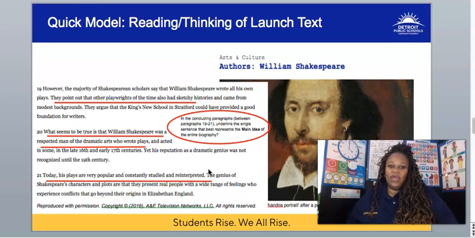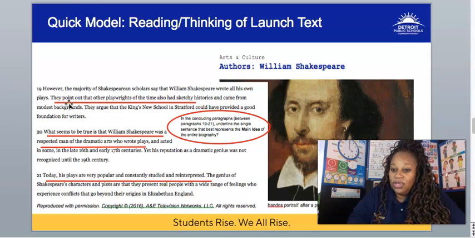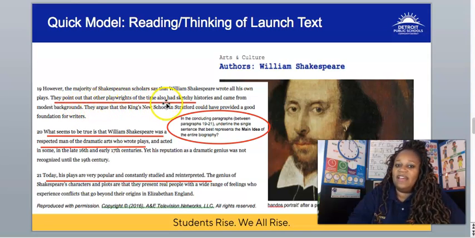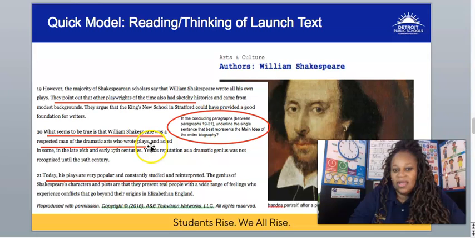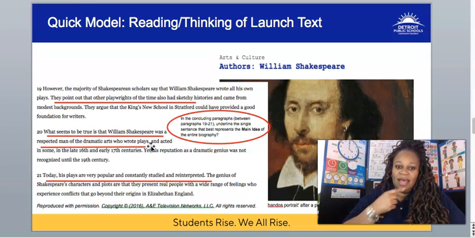Now, in terms of quickly modeling our reading and thinking of our launch text, there are some clues I'd like for you to know in advance as you look at those paragraphs 19 through 21. There's at least one sentence in each of the paragraphs that helps you to determine what that main idea is of this entire text. As you see in paragraph 19, it says they point out that other playwrights of the time also had sketchy histories and came from modest backgrounds. Who's the they? Those were the scholars who lived during Shakespeare's period of time.